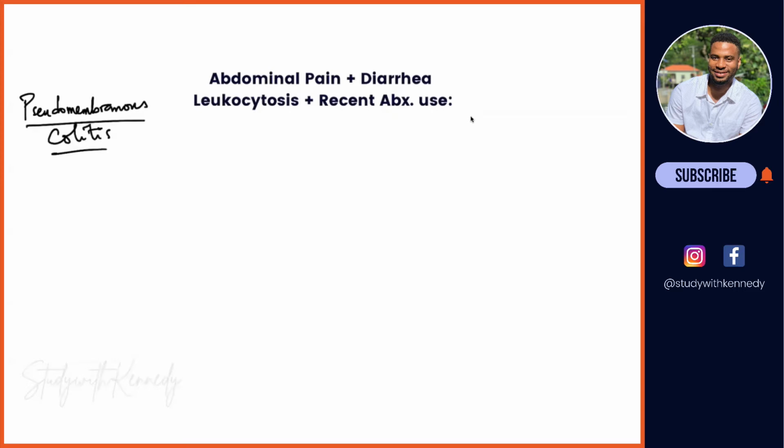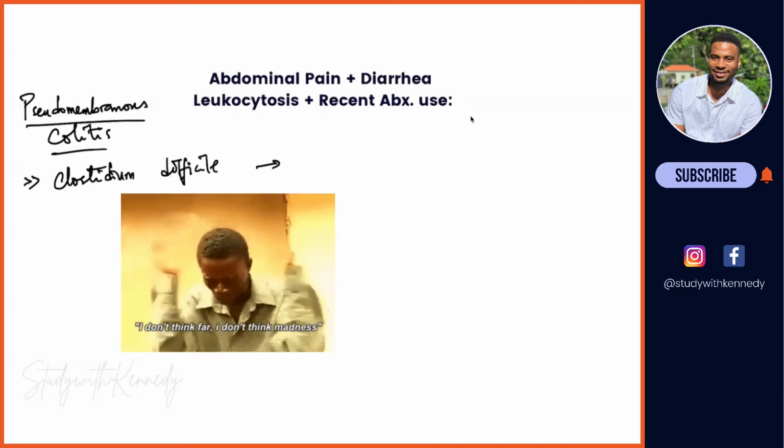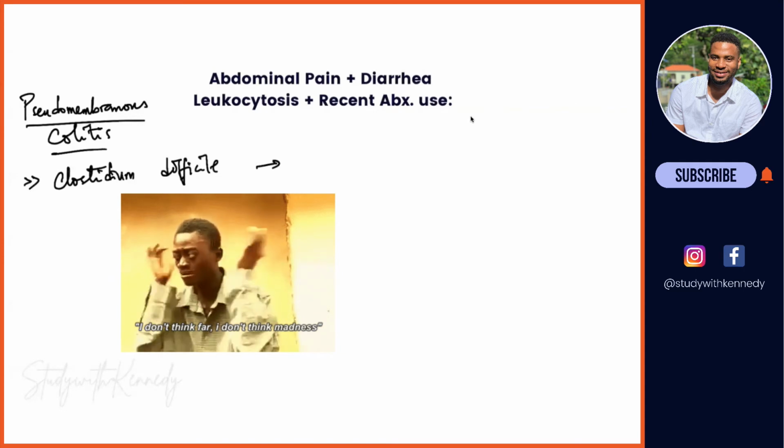Pseudomembranous colitis. Do you remember the organism that causes pseudomembranous colitis? I hope you said Clostridium perfringens. Then you're going to be asking yourself, how does Clostridium perfringens cause, sorry, did I say Clostridium perfringens? Clostridium difficile. Oh my goodness. My brain is not working these days. I'm getting old. That would be Clostridium difficile.